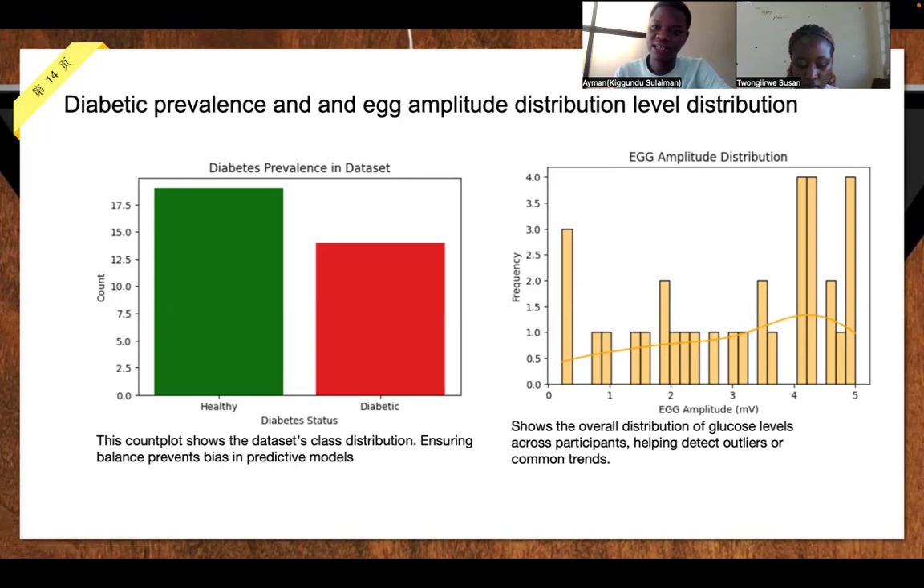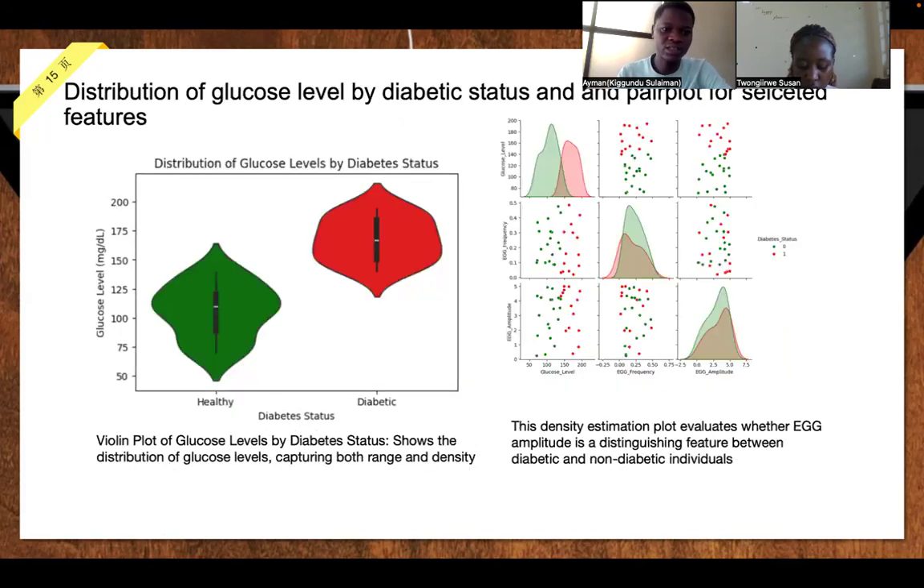So the next one is the amplitude distribution. It shows the overall distribution of glucose levels across participants, helping to detect outliers and common trends. So the next one is distribution of glucose levels by diabetes status. The violin plot of the glucose level distribution shows the distribution of glucose, capturing both range and density.